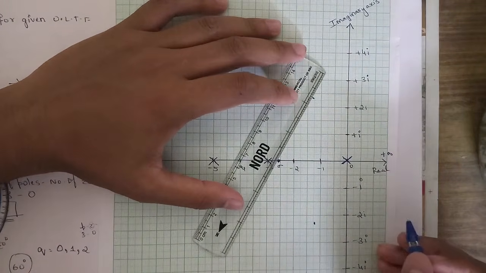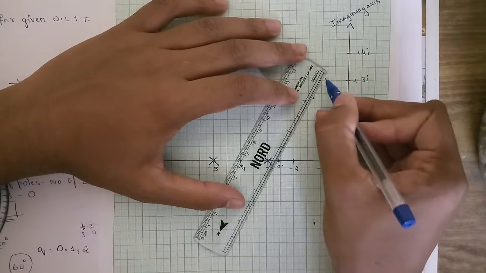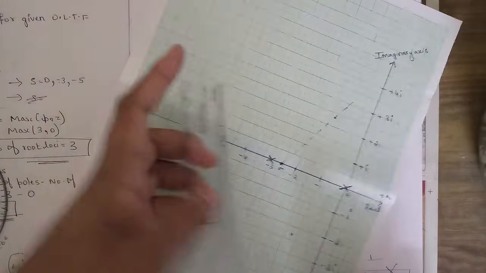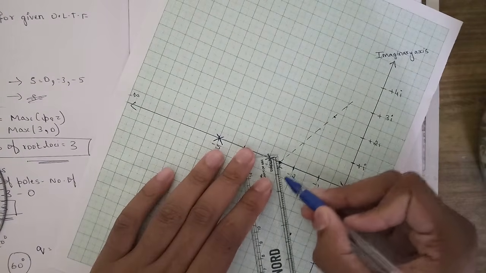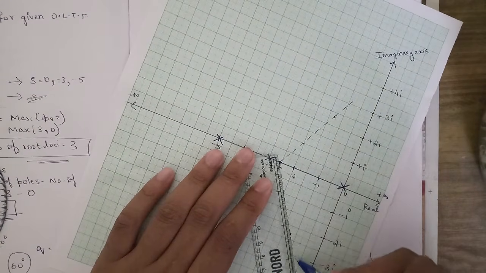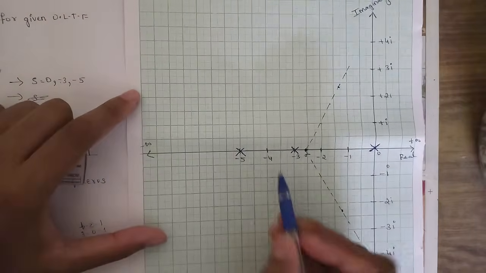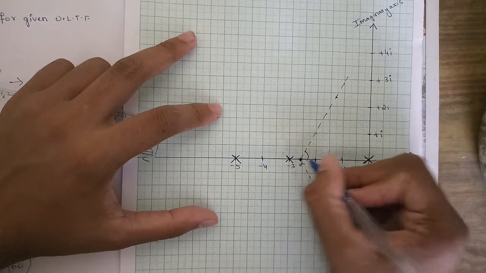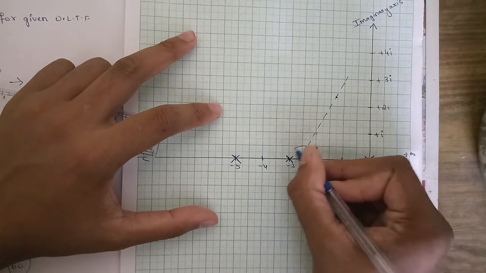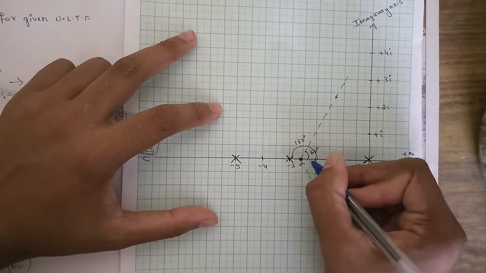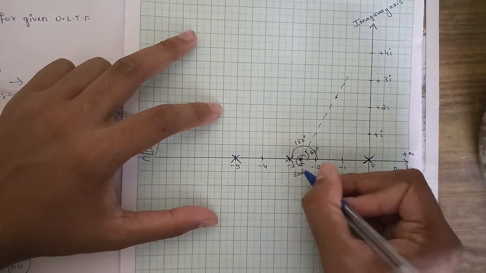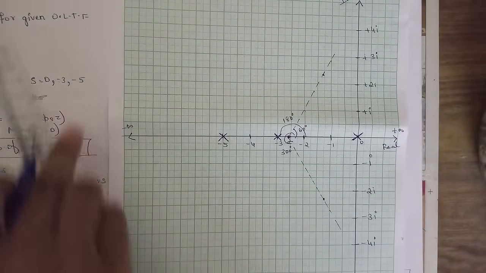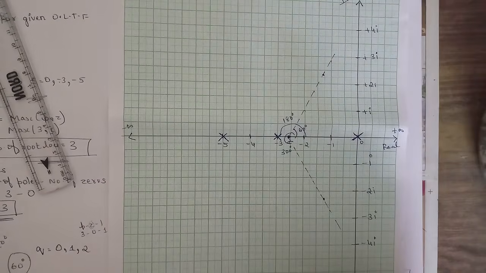Draw them with dotted lines, from this point and this point, join the lines. These are the straight lines, or the asymptotes. We have three asymptotes, and one is at 180 degrees, so we have one more asymptote here. Then mark the angles: one is 60 degrees, one is 180 degrees, and the other one is 300 degrees. In this way we have plotted the asymptotes and the angles of asymptotes.